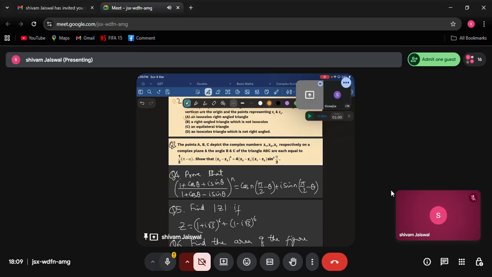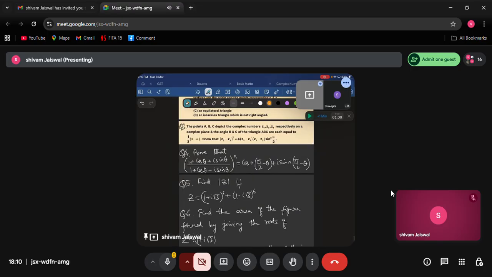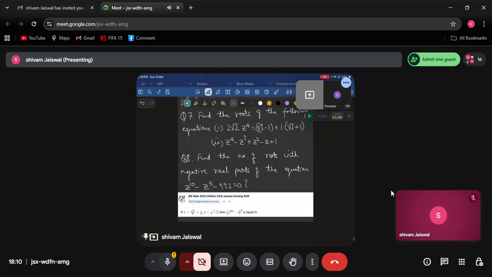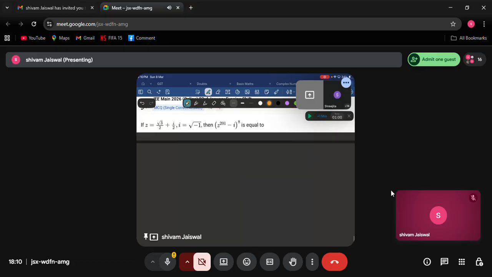Number 3. Okay, Shilita, I'm solving number 3. Just give me 1 minute. Number 3 says that A, B, and C depict the complex numbers Z1, Z2, Z3 respectively on a complex plane, and the angles at B and C of the triangle ABC are each equal to pi by 2 minus alpha by 2. So tell me, what kind of a triangle is this, Shweta? Isosceles triangle. Okay, let us start. It's an isosceles triangle.